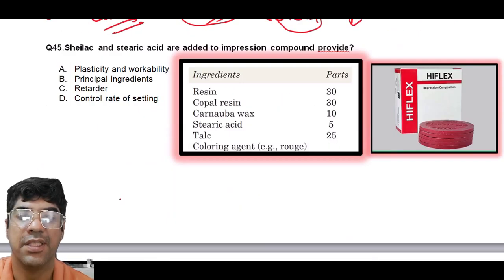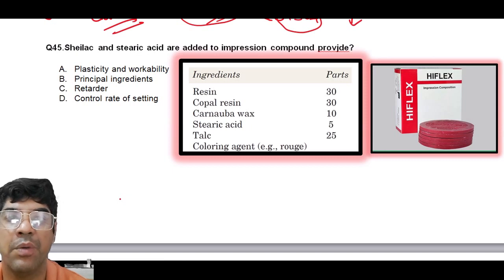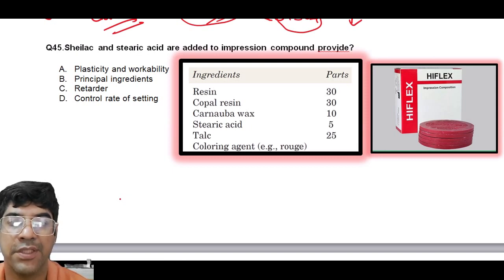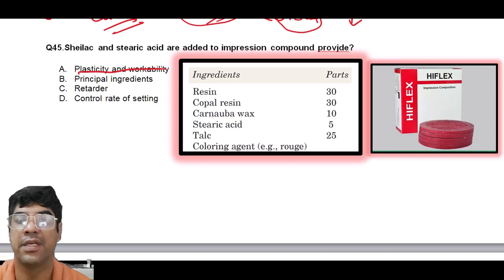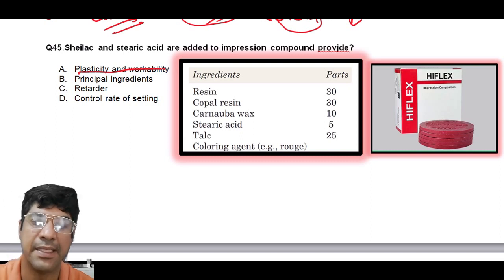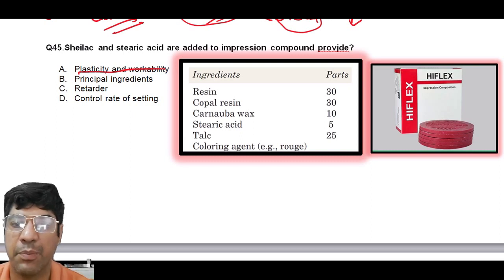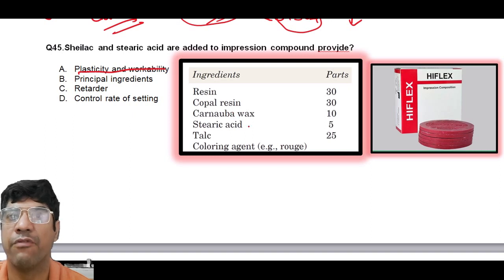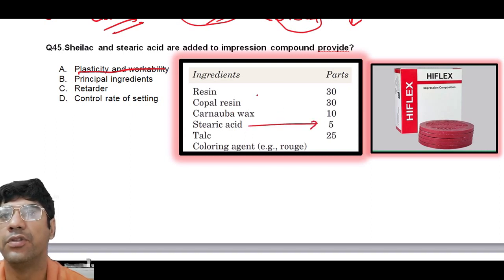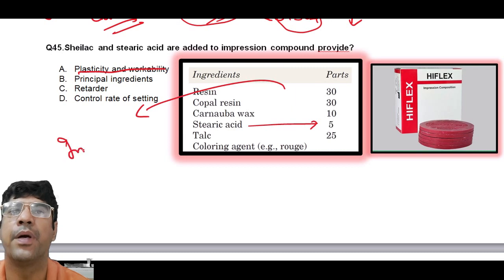Moving to the next question, shellac and stearic acid are added to impression compound. So shellac, stearic acid and gutta-percha will improve the plasticity and workability. These compounds improve the impression compound's ability to be easily manipulated and shaped during the impression taking procedure. So that will make it more workable. These are the ingredients of the impression compound. Remember that from your exam point of view.